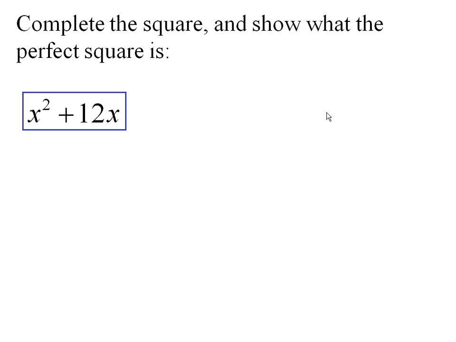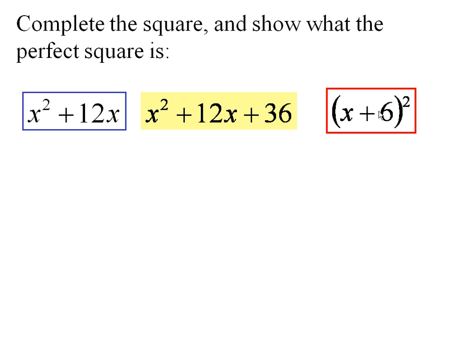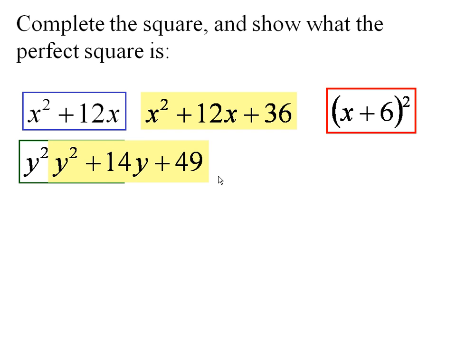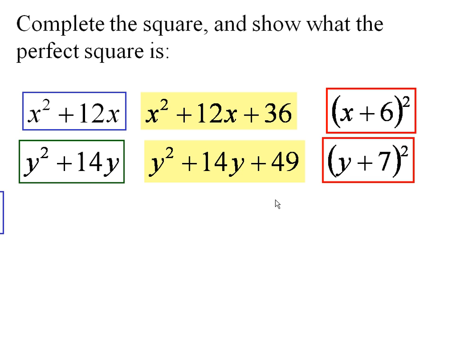All right, moving on. Here are a few examples of what completing the square looks like. Take 12, cut it in half, gives us 6. Square it, gives us 36. Add it. Then when we factor it, it becomes x plus 6. Half of 12. Albert, what's half of 14? He said 7. Square it, you get 49. Then you get y plus 7 all squared.